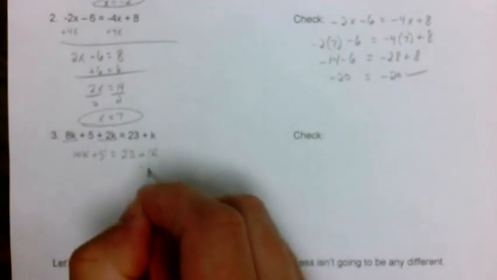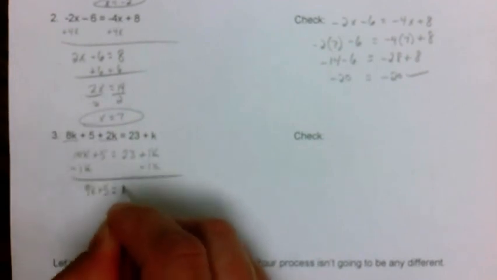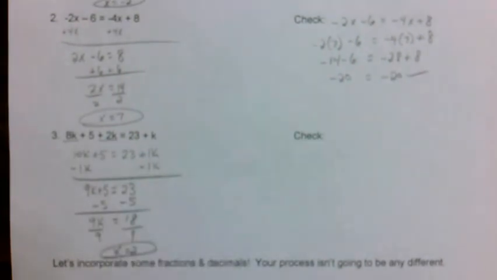I'm going to subtract that 1k from each side, making the equation say, well, 10k minus 1k is 9k plus 5 equals 23. If we subtract 5 from each side, 9k is 18. So if I divide each side by 9, that means that k equals 2.